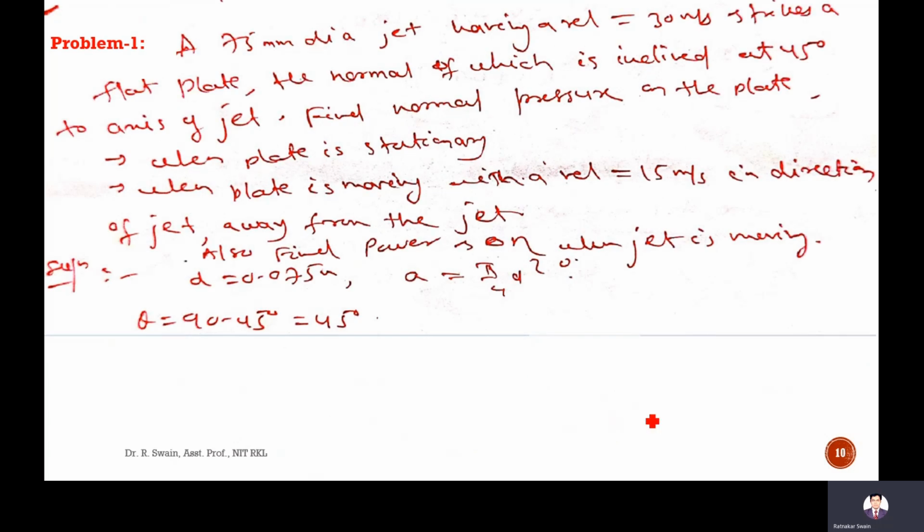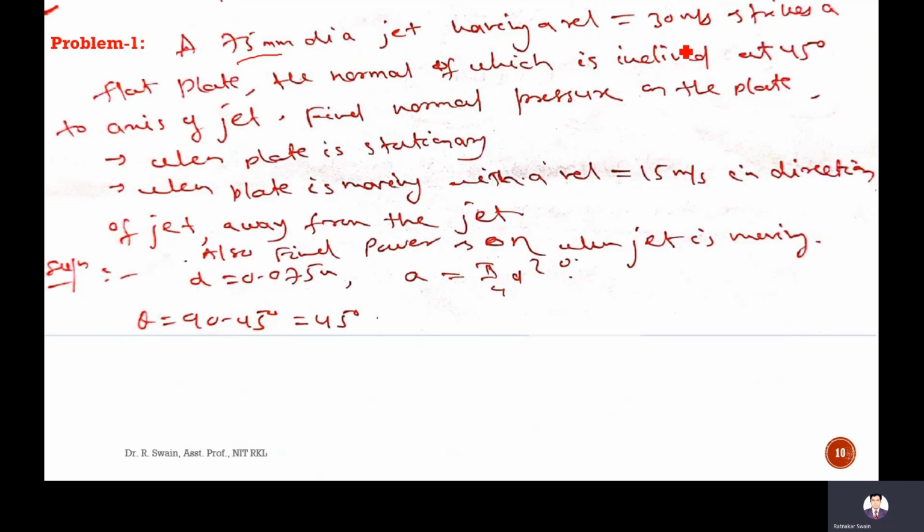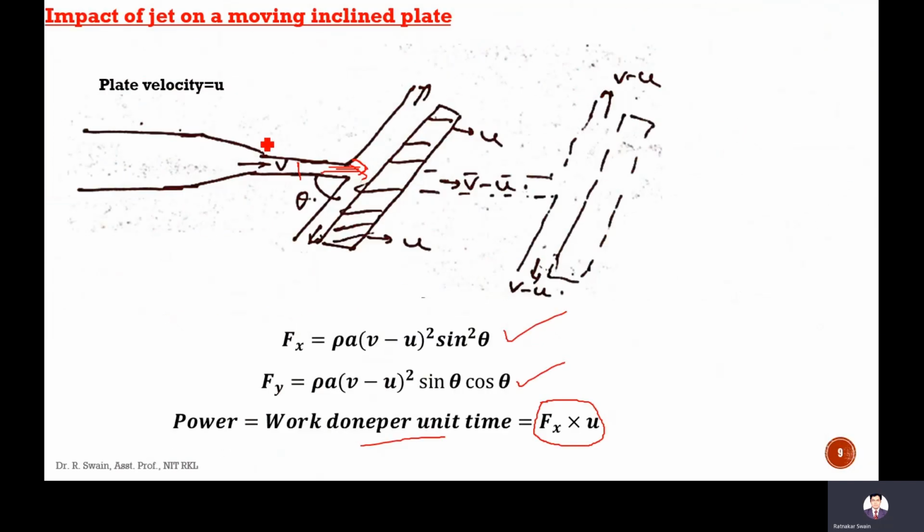Next, based on this impact of jet, we will solve one problem. Here a 75 mm diameter jet is given, having velocity 30 meter per second, and it strikes a flat plate, the normal of which is inclined at 45 degree to the axis of jet. This is the normal, and it is inclined 45 degree to this axis of flow, the axis of jet.